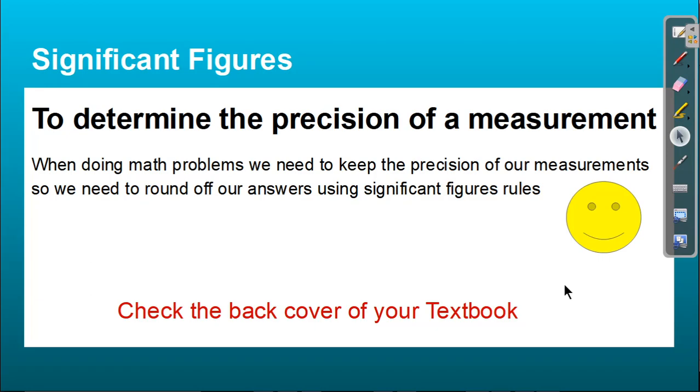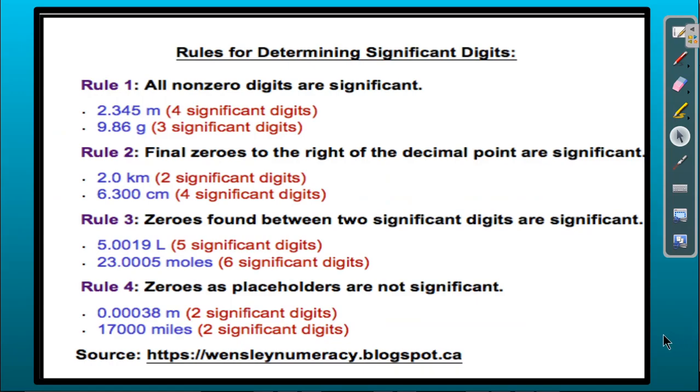So let's see how this works. And you do have all the rules in your textbook. It's in the cover of your textbook. But I'm going to go over the rules with you. The first thing we need to do is know who is significant and who is not significant if you're a digit. Rule number 1, all non-zeros are significant.